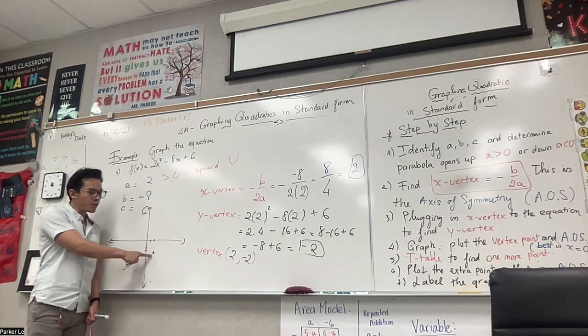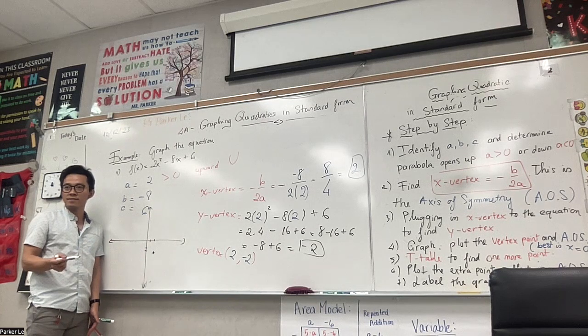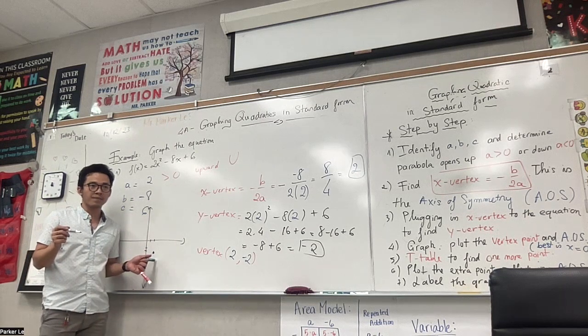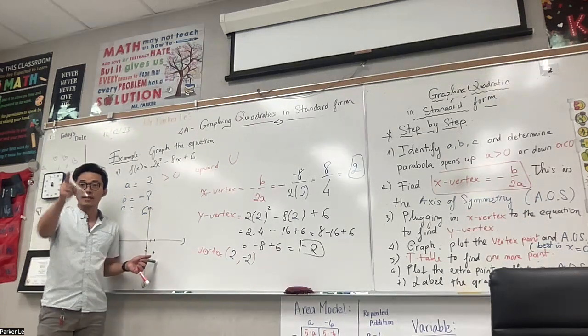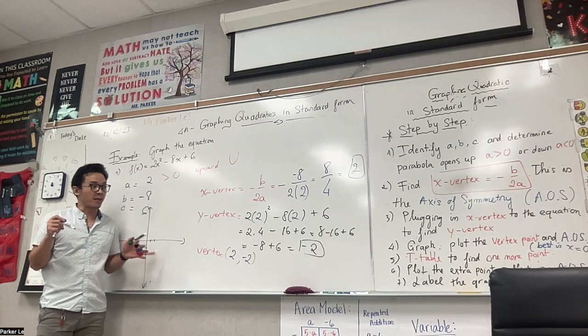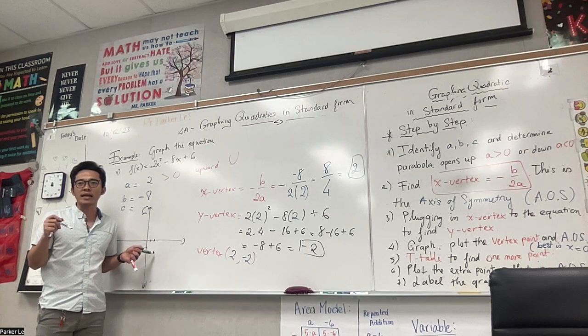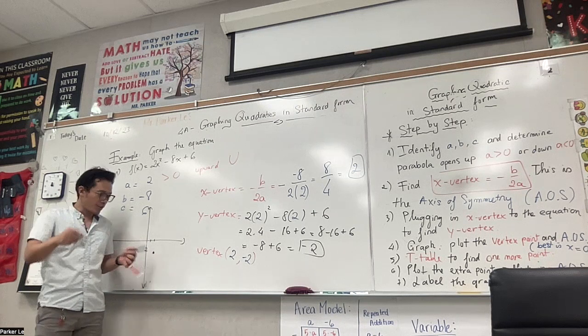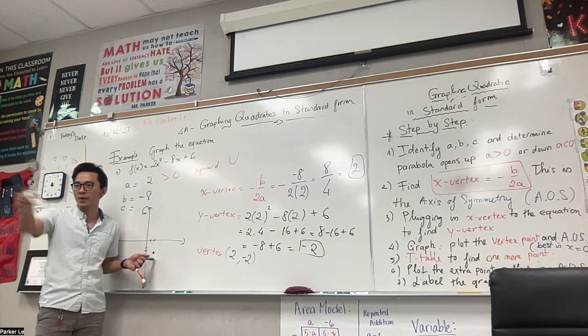If you know the vertex, can you draw the AOS? Yes or no? Why can we draw it? What is the relationship between the vertex and the AOS? How do you know where the AOS is? Where is the line of the AOS? How do you draw it?